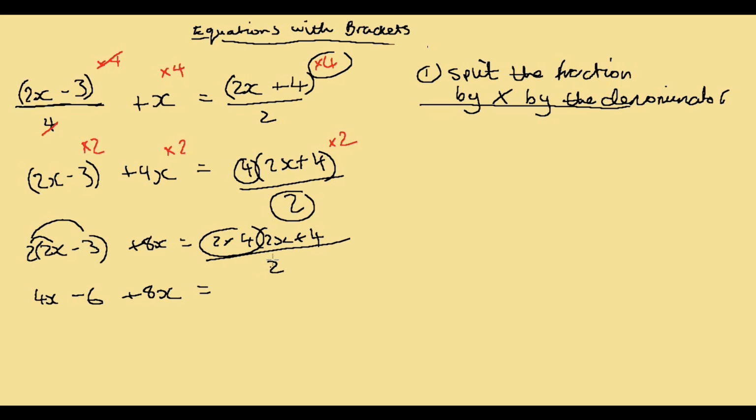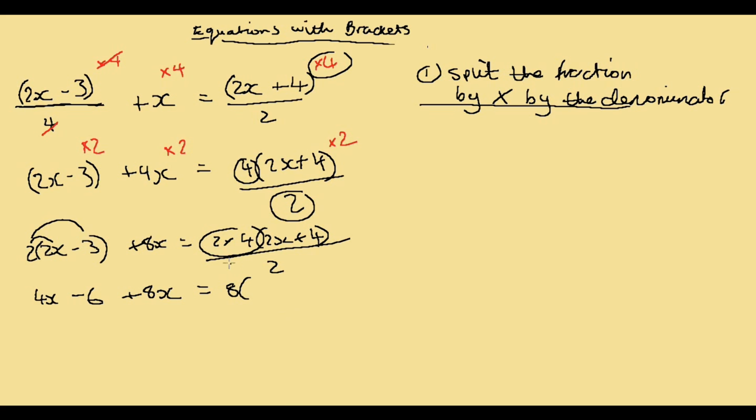But what happens here? 2 times 4, well, that's just 8. To do 2 times by 4 times by this whole bracket is just the same as saying, well, I've got 8 lots of those brackets. So I can just put 8, 2x plus 4 all over 2.